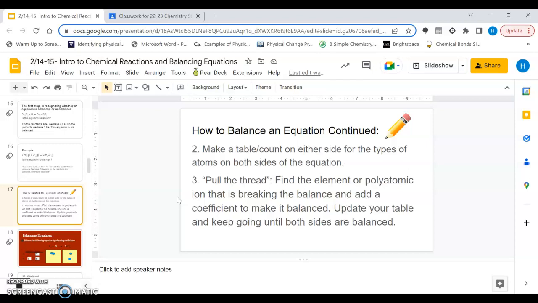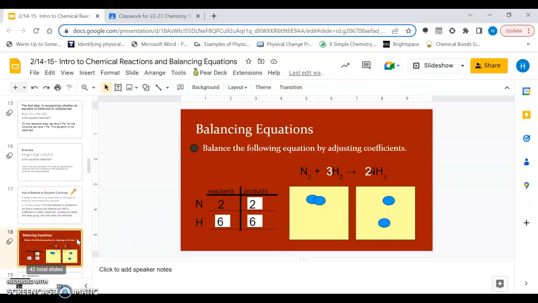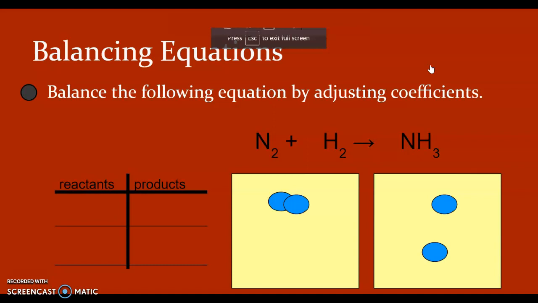All right, look at your table and identify one of the things that is not right, one of the things that doesn't match. Add a coefficient to make it balanced. Update the table. When you update the table, it's going to change the thing you wanted to change, and a lot of times it's also going to change something else, okay? And at that point, this is where the thread part comes in. Whatever the unintended change was, stick with that and keep going until both sides are balanced. Again, though, there are multiple ways to do it right. And so this is just how I like to phrase it.